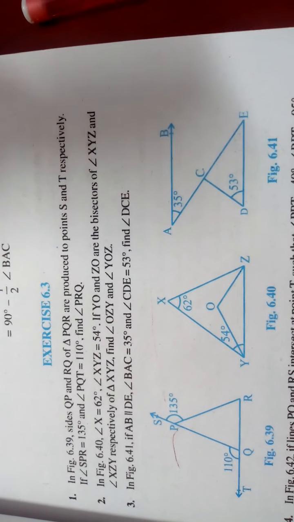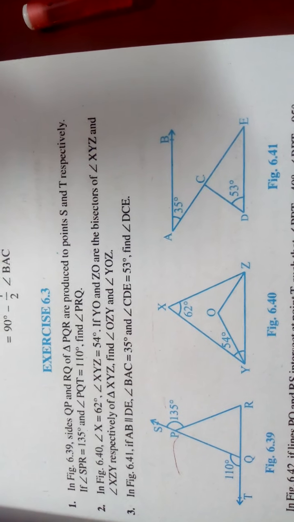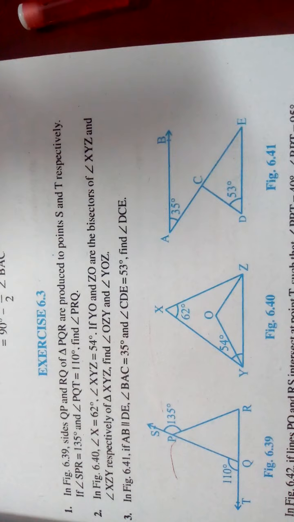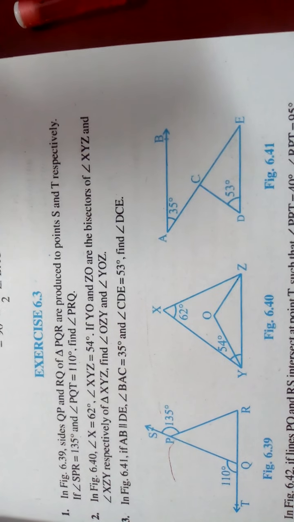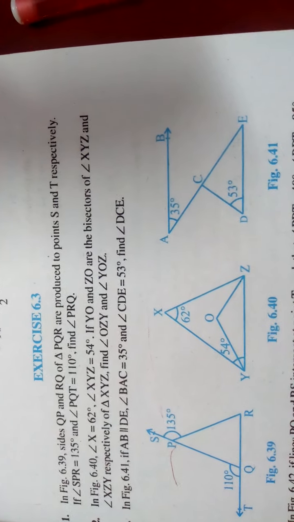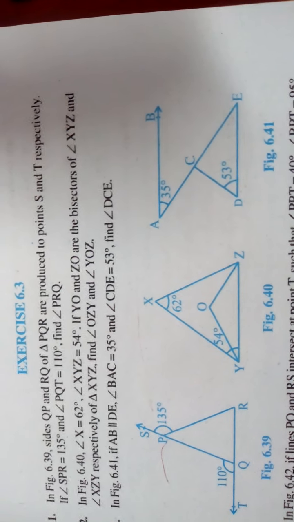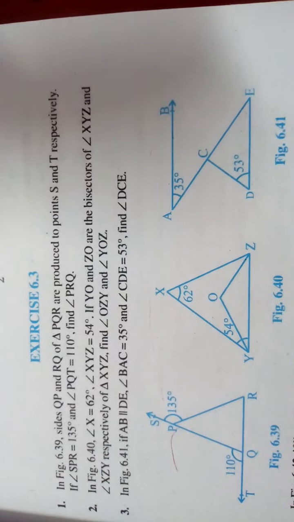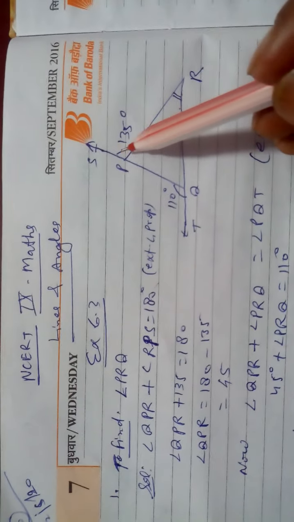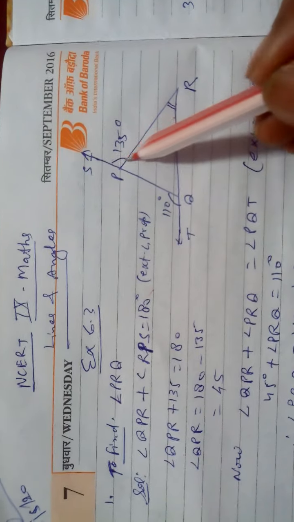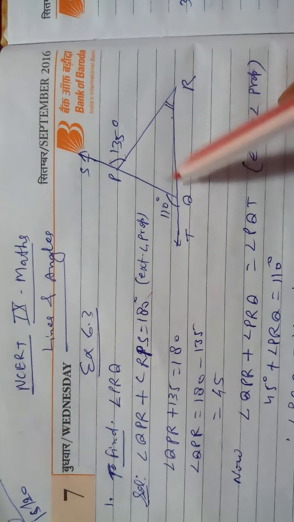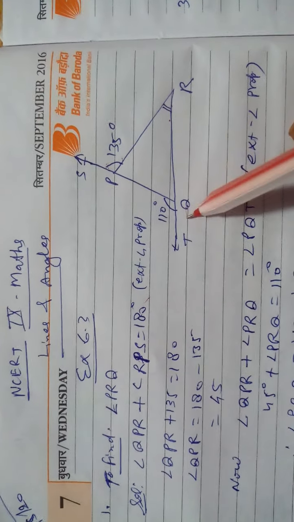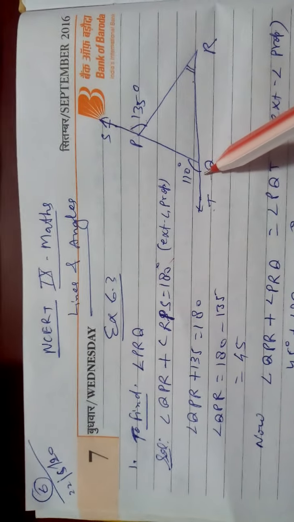In the figure, if QP and RQ are produced, then two exterior angles are formed whose measures are 135 and 110. Find angle PRQ. This is the figure given. So QP is produced here, so it is an exterior angle, and RQ is produced to T, it is the exterior angle 110.